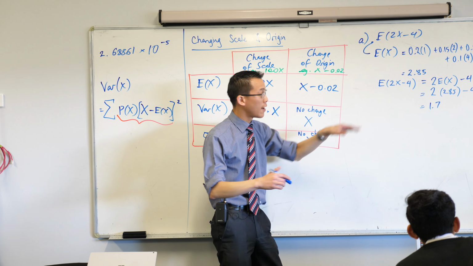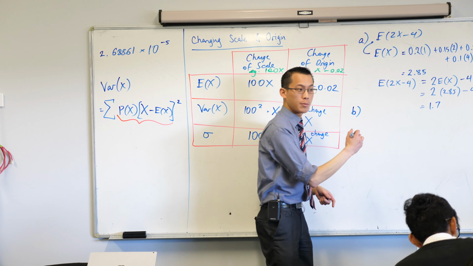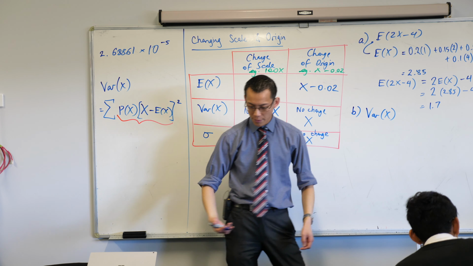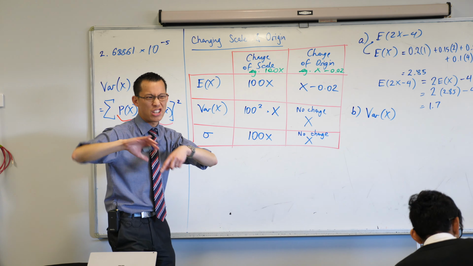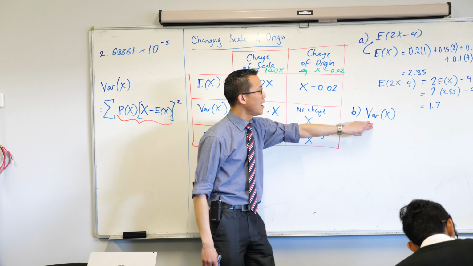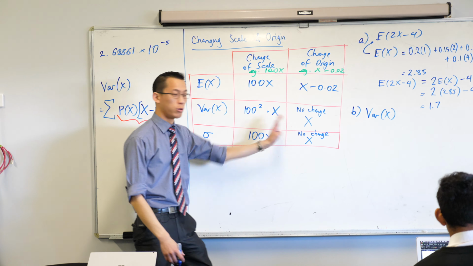So there's the expected value. I've changed that. Now they ask me for variance, right? So just like before, instead of working out the variance of 2x minus 4, changing all the data and then calculating it, I'm just working out the variance as it is and then doing whatever change is necessary. We'll look at that in a second.